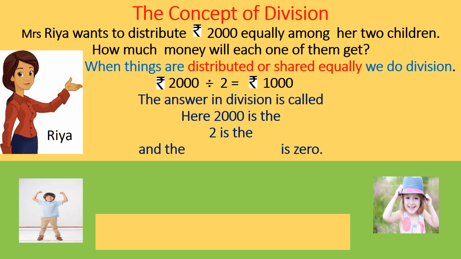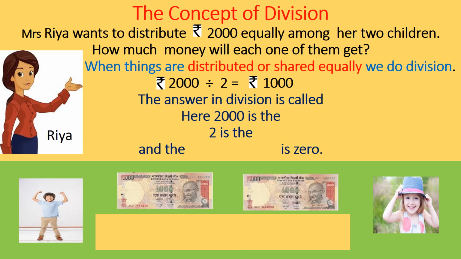Let us study the concept of division. Mrs. Ria wants to distribute rupees 2000 equally among her 2 children. How much money will each one of them get? When things are distributed or shared equally, we do division. Rupees 2000 when divided by 2 is equal to rupees 1000 each.